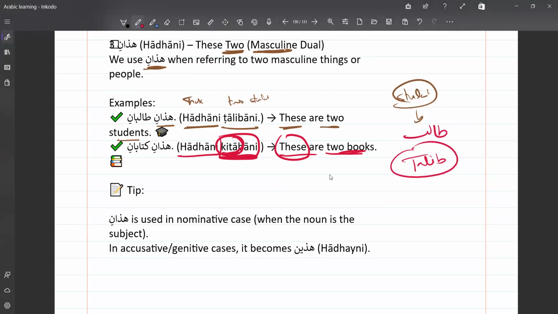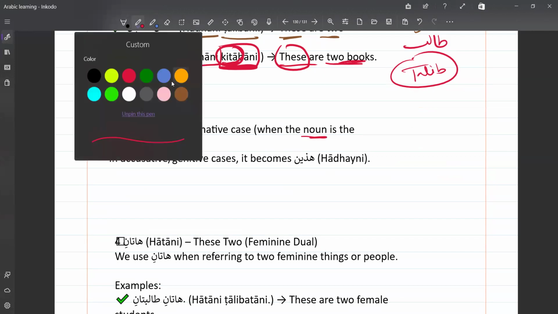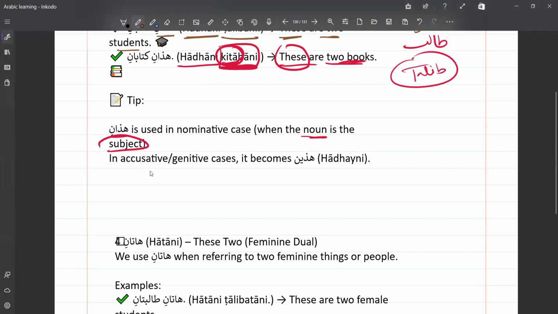And always remember that hadhani is used in the nominative case only, when the noun is the subject. If the noun is not the subject in the sentence, that is, in the accusative or genitive case, this hadhani will become hadhayni.